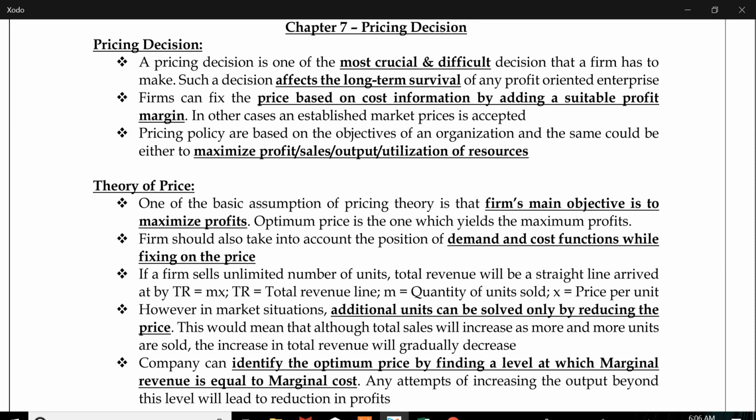Now, an optimum price is one which leads to maximum profits for the company and not maximum sales. I can keep increasing my sales by reducing the price of a product, but beyond a point, if you keep reducing, your overall profits will not increase, whereas they will reduce. So what the theory of price says is that an optimum price is one which leads to maximum profits for the company, and the focus is not on maximum sales. Your focus is always on maximizing the overall profits of the product, rather than maximizing the sales of the product.